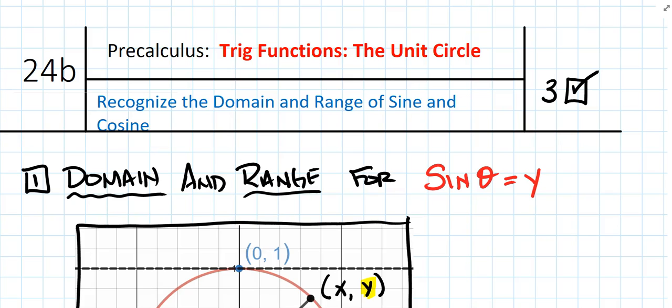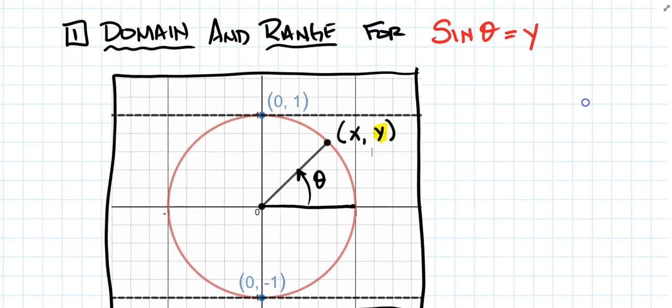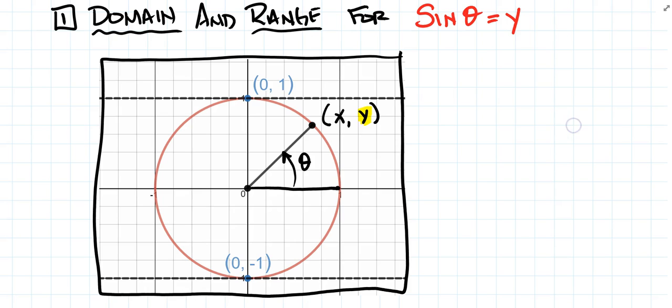Welcome to Precalculus Concept 24b. We're going to recognize the domain and the range of sine and cosine. There's only 3 boxes here. So let's begin by having a conversation about the domain and range for the sine function.